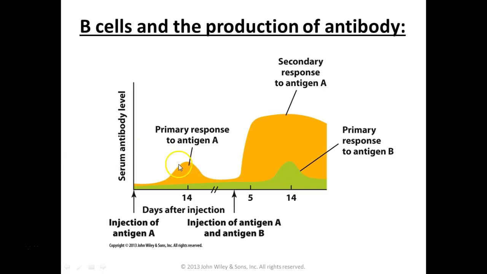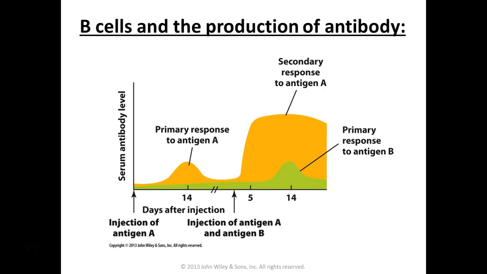So say antigen A, right? The very first time you're exposed, it could take up to 14 days before, when we test your blood, we see substantial levels of antibodies in your system. The second time you're exposed, memory cells. So notice, see how quick the response is? And even much more vigorous than the first response. Right? We're not messing around the second time.